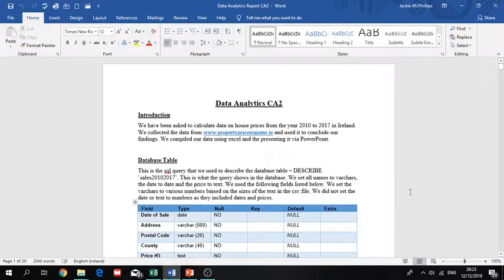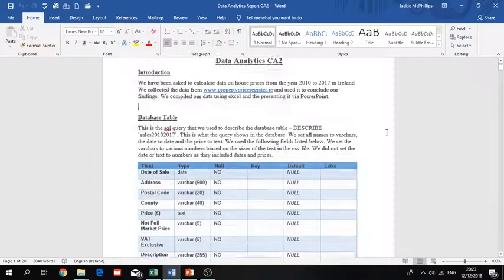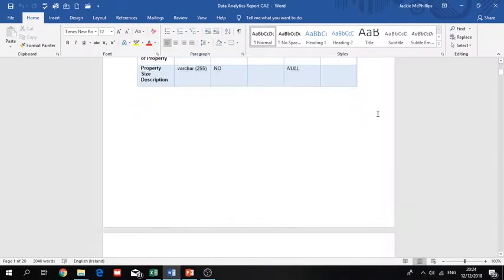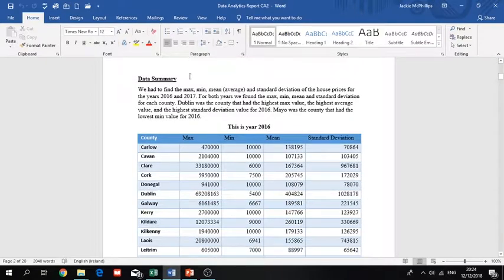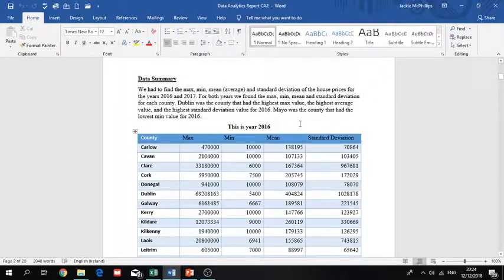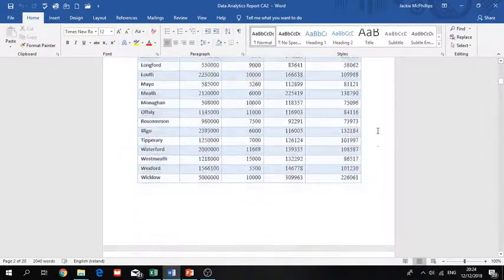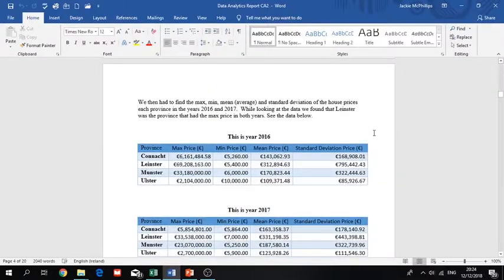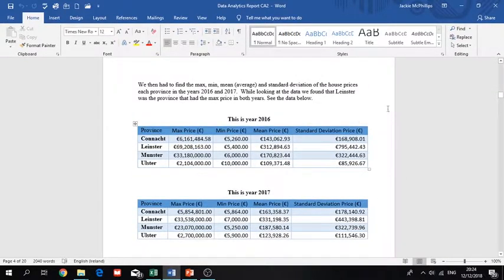This is my report. I did the report for this year. So we have a small introduction, the database table which we got from using XAMPP, step 3 or data summary that I did in Excel. So I just pasted my findings into the report and gave a few comments. This was part 2 of step 3.